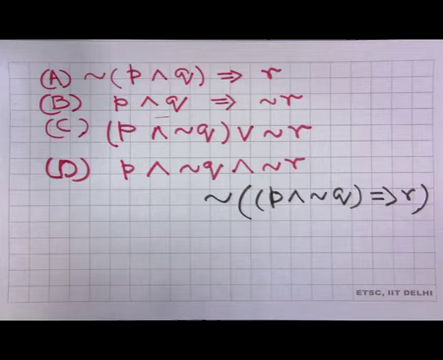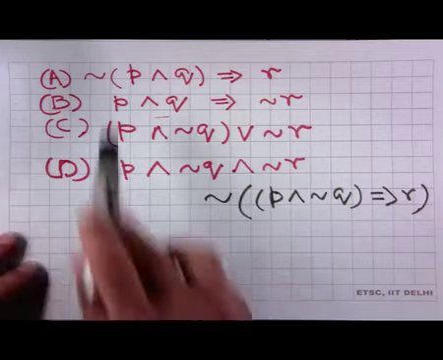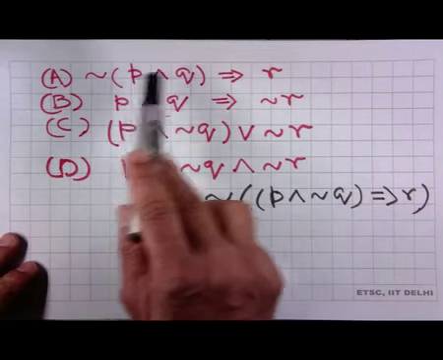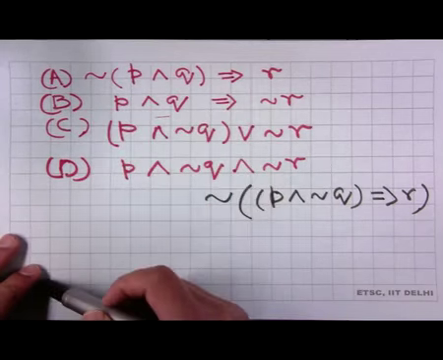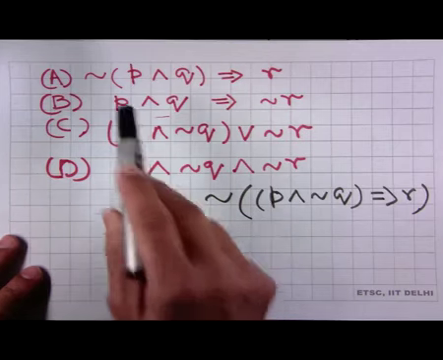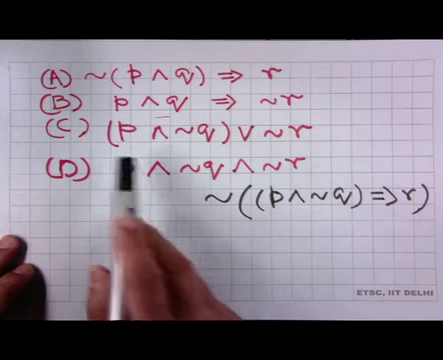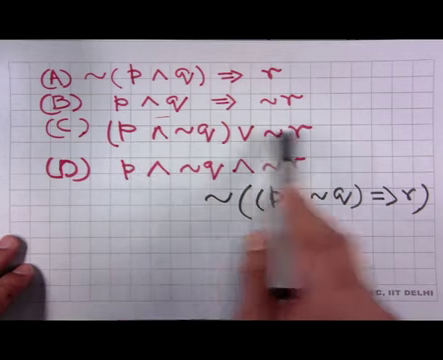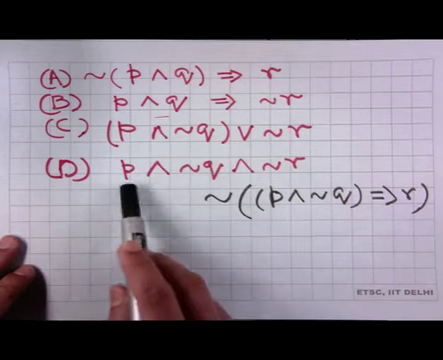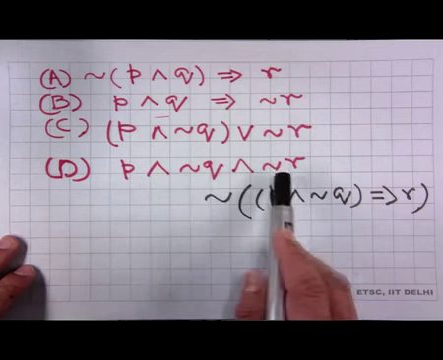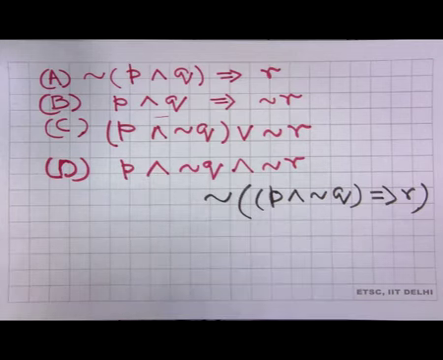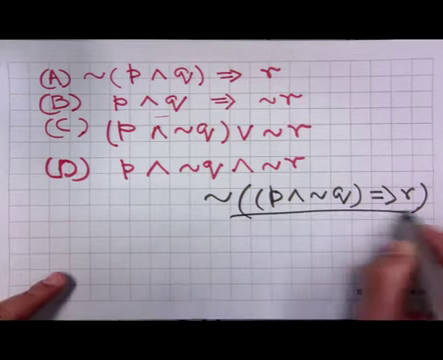How to do it? Is it not of P and Q implies R? Is it P and Q implies not R? Or is it P and not Q or not R, or P and not Q and not R? Okay? So, we have to see.